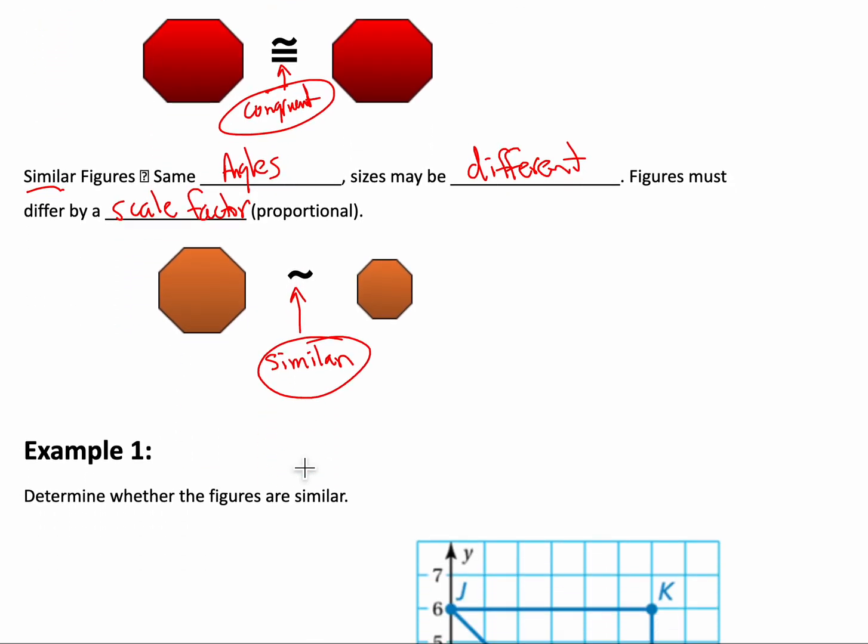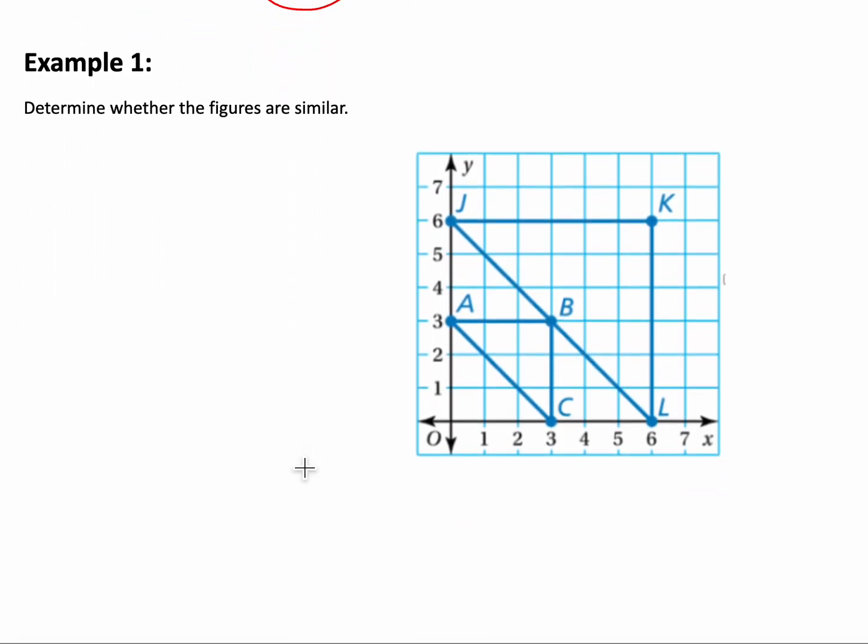All right, so for an example, in example 1, we have to determine whether the figures are similar. I can see that they're not congruent, but I don't know if they're similar or not. So there's a couple ways. Remember, similar is either angles or sides. Well, wait a minute, I can use the scale factor. So we can look for a scale factor that is consistent or constant.